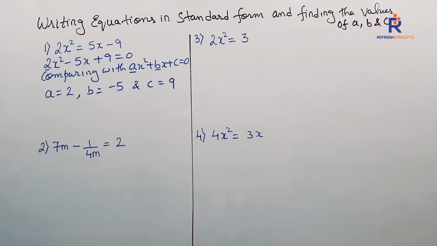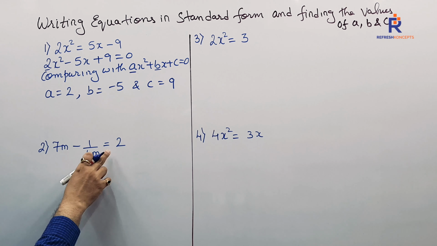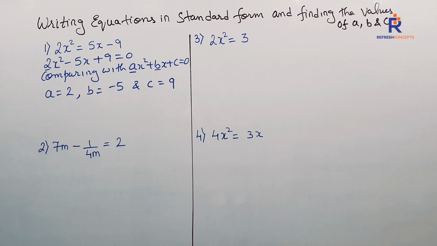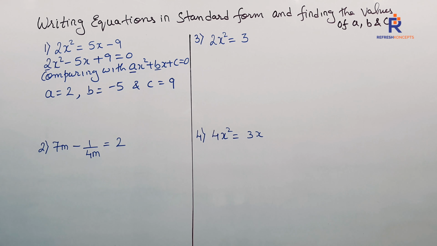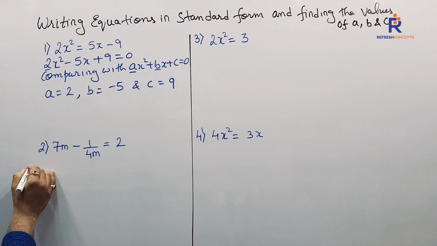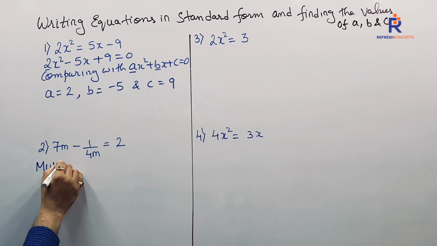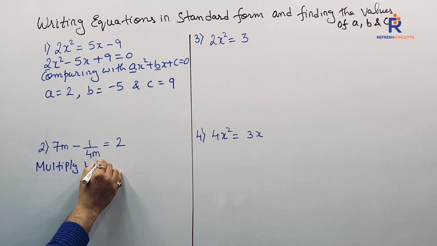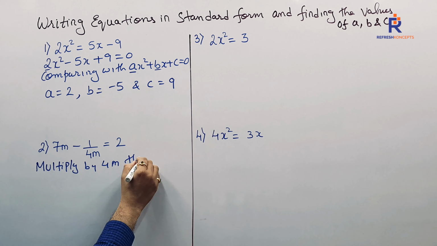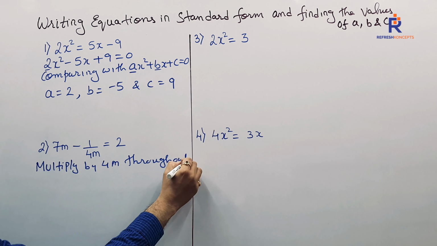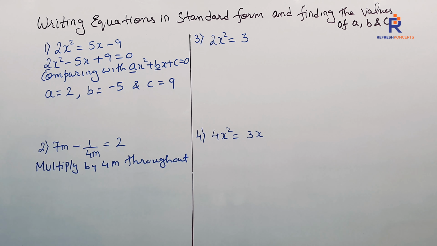What's the next one? Quite interesting. 7m minus 1 by 4m equals to 2. We have to write down in standard format, and after that write down the values of a, b and c. Children, in the denominator what we have is 4m. So we want to get rid of this denominator. How? We will multiply by 4m throughout, either you say throughout or on both the sides. When I multiply throughout by 4m, exactly what shall happen?